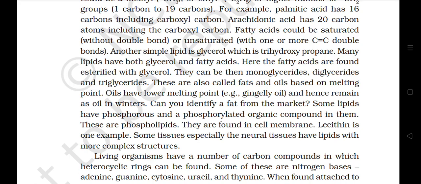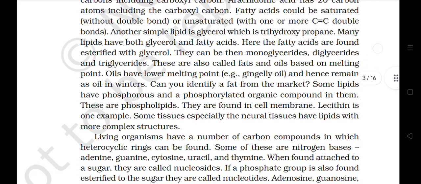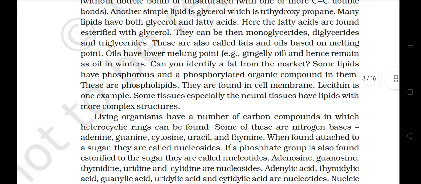Another simple lipid is glycerol, which is trihydroxypropane. Many lipids have both glycerol and fatty acids. Here the fatty acids are found esterified with glycerol. They can be then monoglyceride, diglyceride, triglyceride. These are also called fats and oils based on melting point. Oils have a lower melting point. Example: gingelly oil, hence it remains as oil in winter.